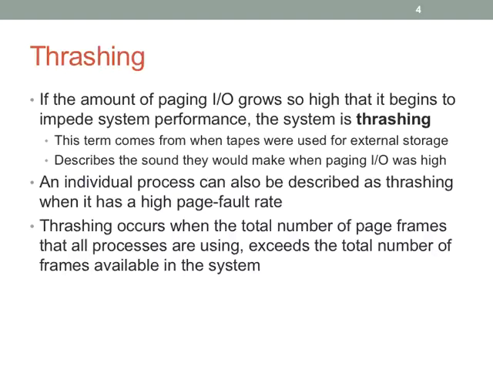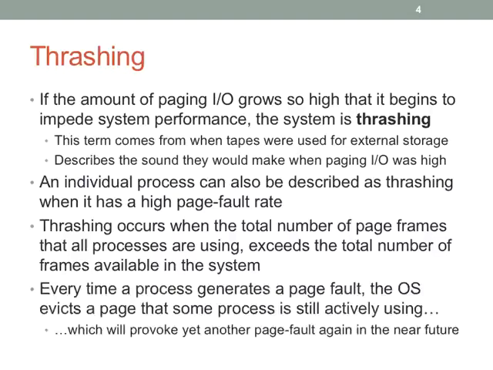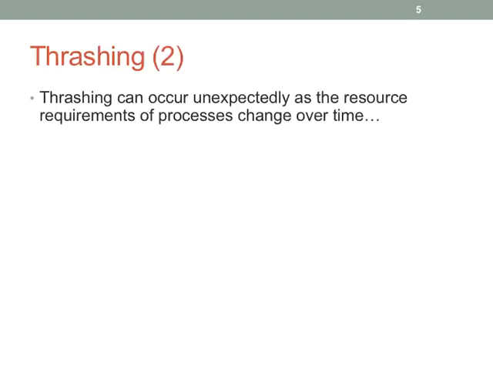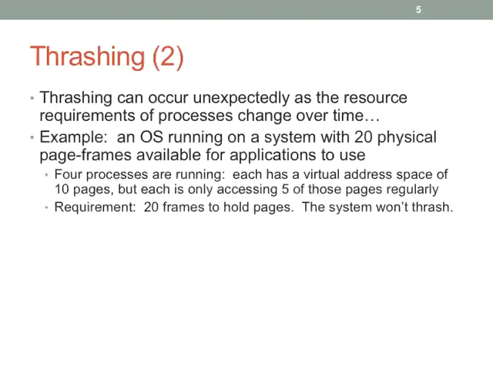Total number of frames that processes are using exceeds the number of frames available in the system. What we're saying again is that the working set size of all the processes is larger than the total number of frames that we have in the system. Okay, so yeah, a process generates a page fault. That evicts a page that some other process was actually using, and so we're going to get another page fault in the future. Okay, so it can occur unexpectedly.